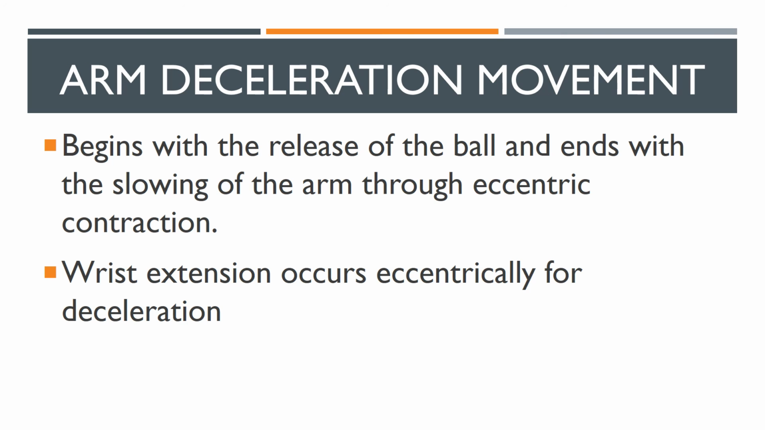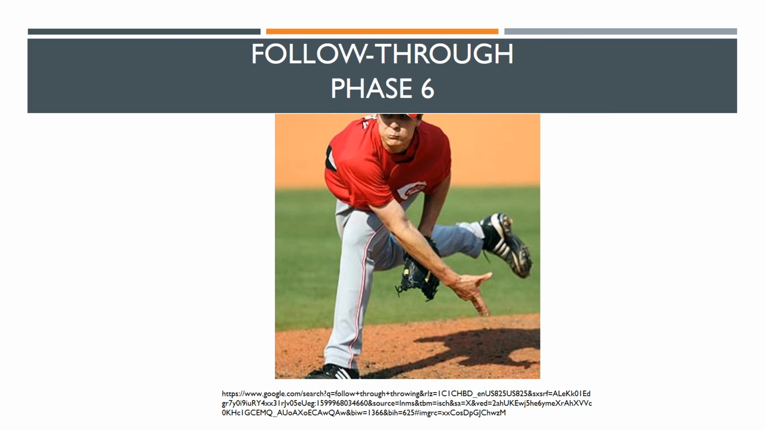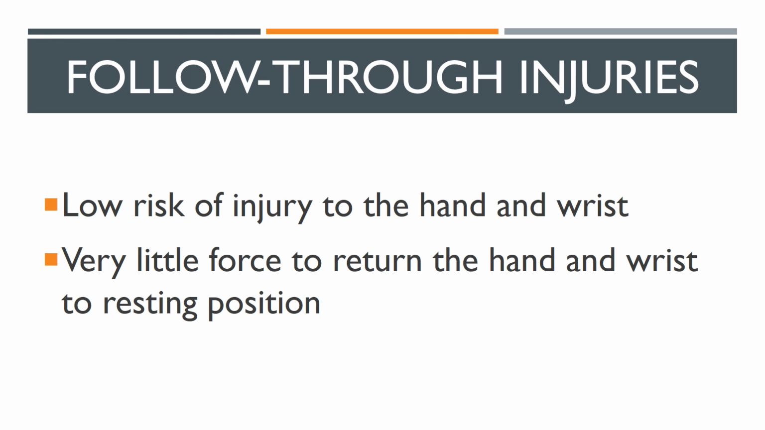Arm deceleration movement begins with the release of the ball and ends with the slowing of the arm through eccentric contraction. The wrist extension occurs eccentrically for deceleration. The last phase is the follow-through phase. There are little to no injuries at the follow-through. It's a slow-moving phase, and it places little risk at the hand.